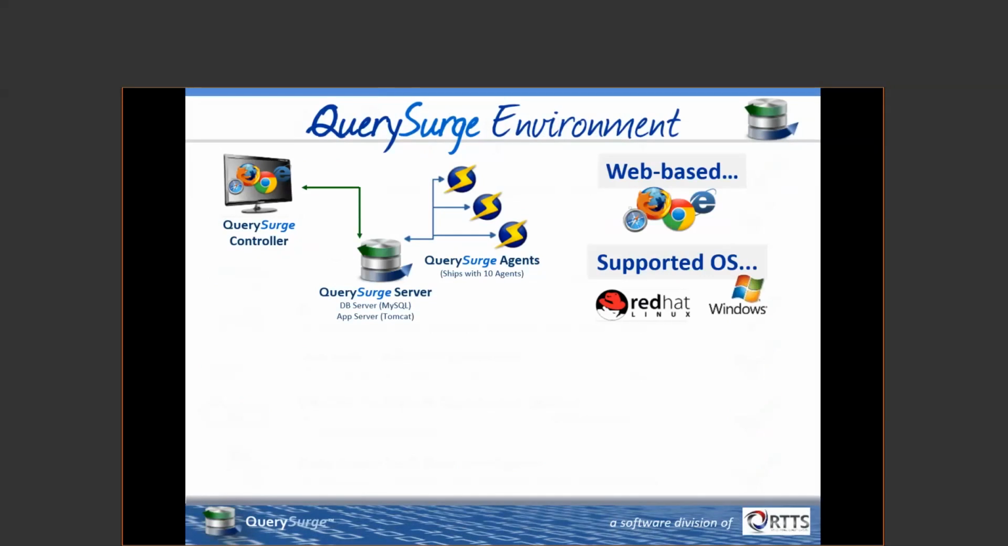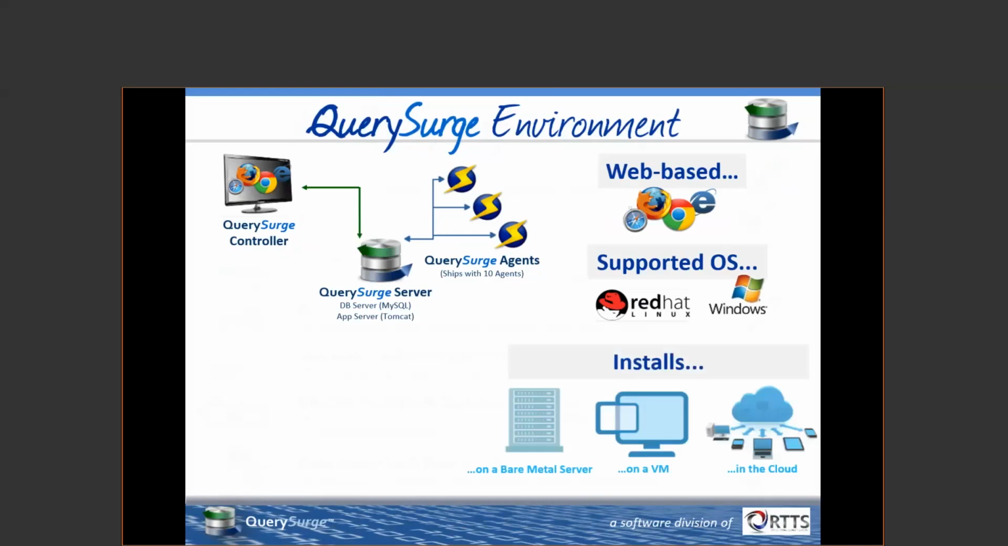QuerySurge supports all your major browsers. It runs on Windows and Linux operating systems, and you can install QuerySurge either on a physical machine, on a virtual machine, or in the cloud. One important note here, QuerySurge is not a multi-tenant SaaS solution. QuerySurge gets deployed either on your physical hardware or within your private cloud architecture, and the customers of QuerySurge have complete control of their data at all times. So that alleviates a lot of security concerns where some customers may worry about their data leaving their systems.